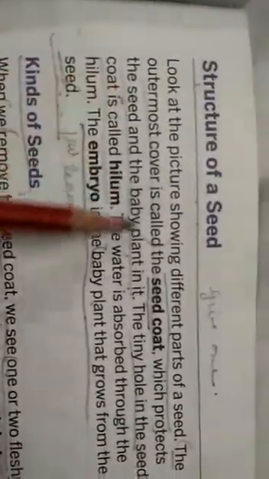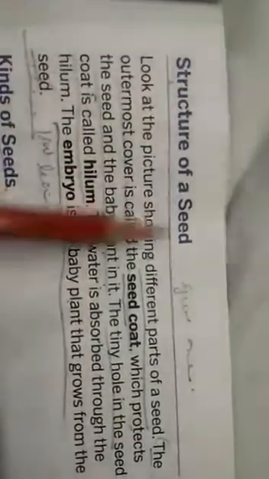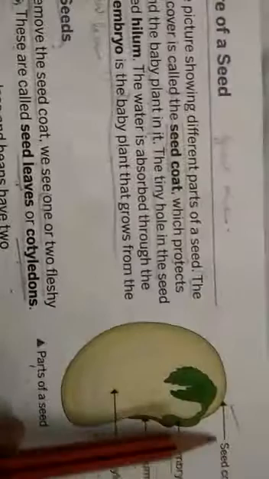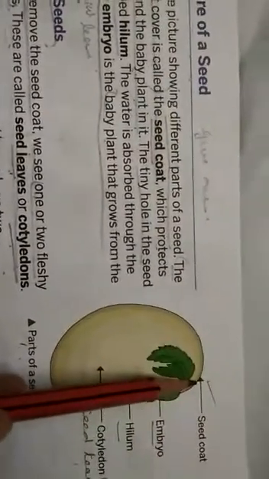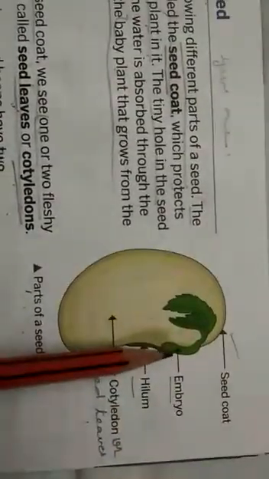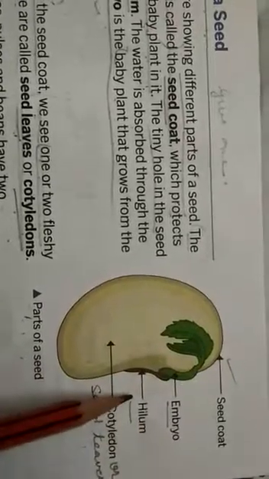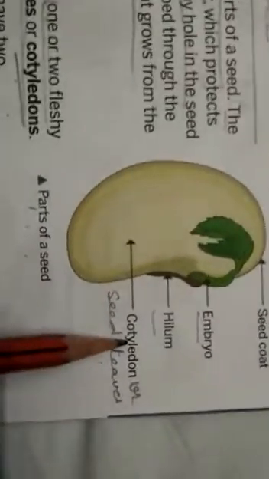Now I had left you my explanation of the structure of the seed. Now we come to the parts of a seed. You see in this picture that this is the seed coat, this is the embryo, this is the hilum, and this is the cotyledon, or you can call it the seed leaf.